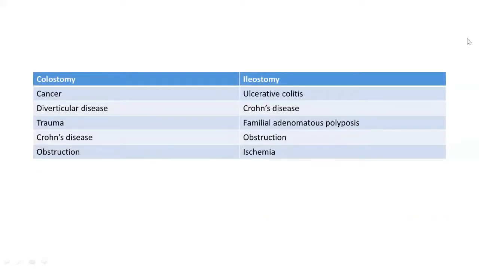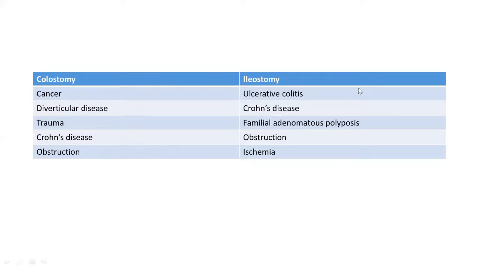In this picture you may see typical diseases which can be an indication for performing colostomy and ileostomy. For example, colostomy is usually used in patients with bowel cancer, diverticular disease, trauma or Crohn disease, and other conditions that cause colonic obstruction.